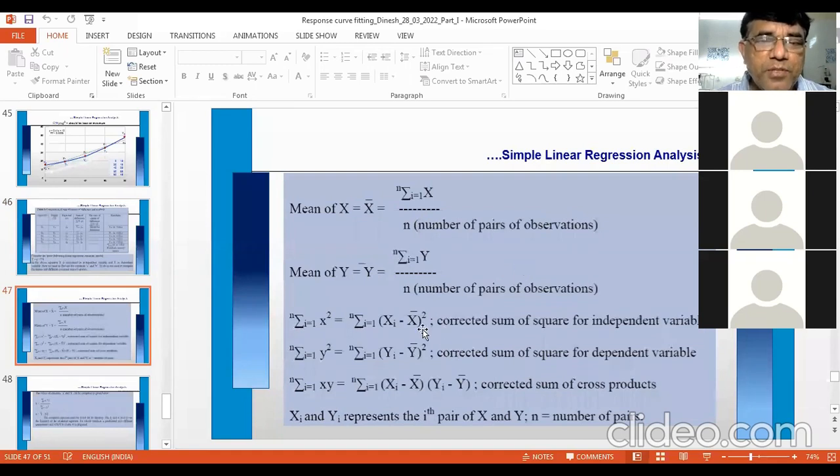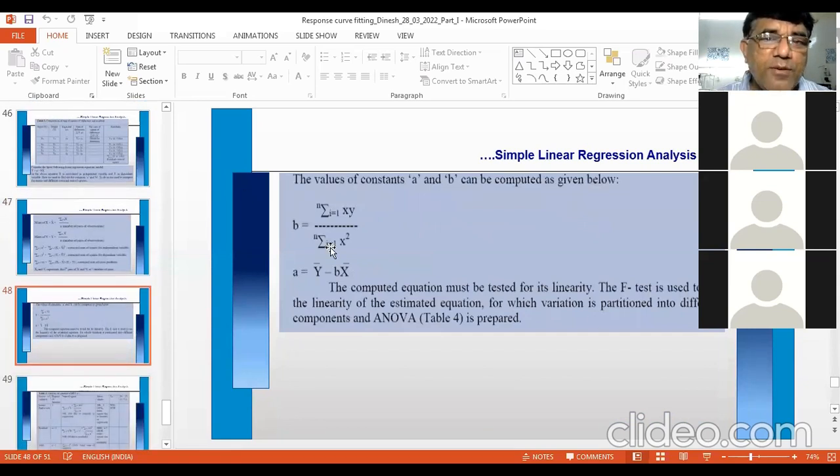Then the corrected sum of squares: summation of (Xi minus X mean) whole square, that is summation small x square, and summation small y square, (Yi minus y bar) whole square, and the corrected sum of products. These are calculated parameters that I will teach you how to compute. Then you can calculate the values of b and a by these relationships.